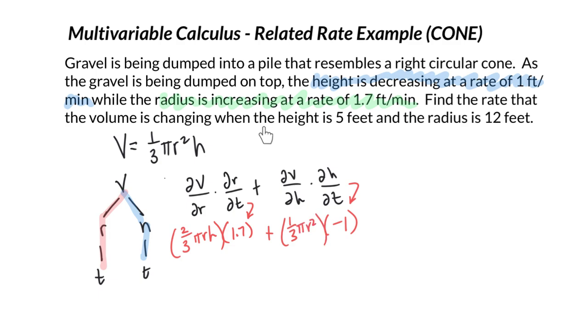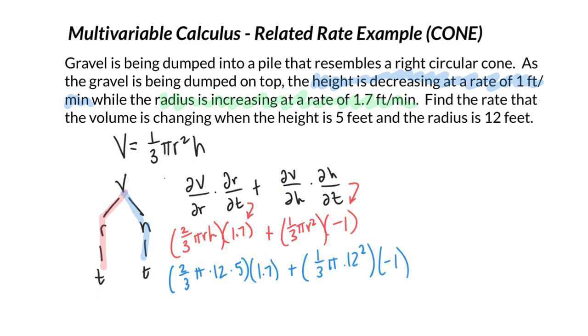And now we could simply substitute in a height of 5 and a radius of 12. So we would have 2/3 pi times 12 times 5 times 1.7 plus 1/3 pi times radius squared times -1. And that will give us the rate that the volume is changing. Again, this is a really slick way to do related rates using multivariable calculus and the chain rule.